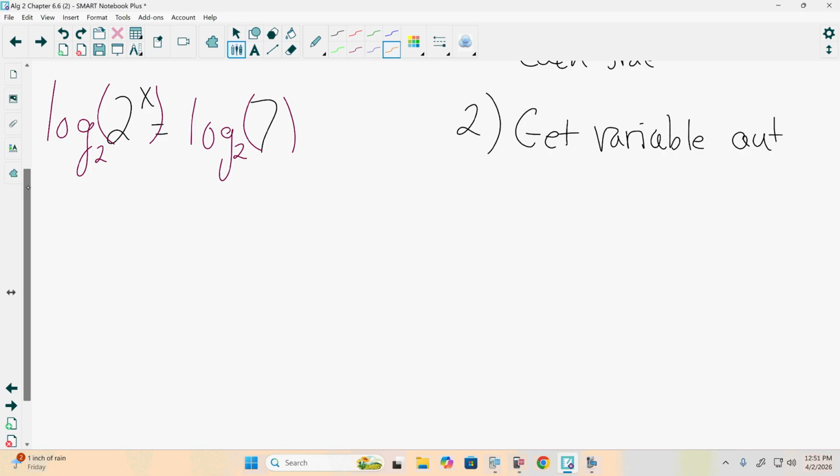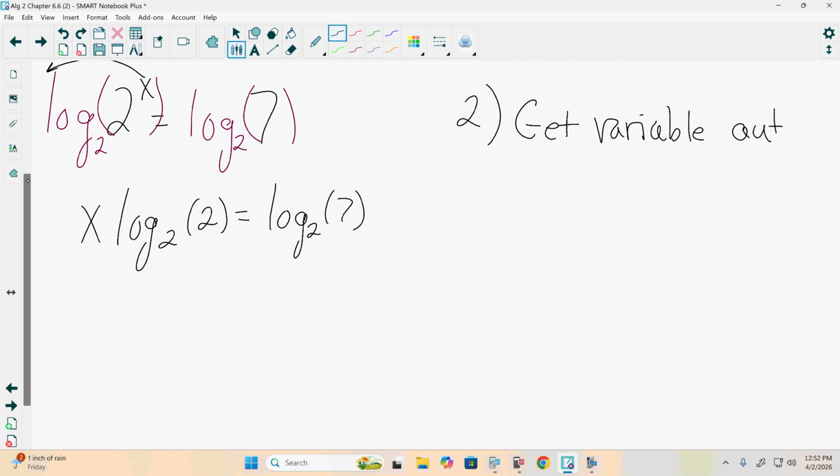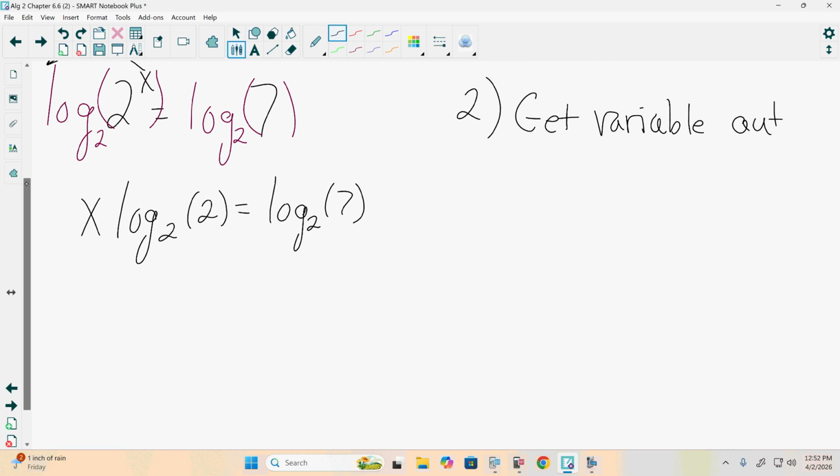But since then, we've had our power property. And the power property says we can move an exponent inside the logarithm out to the front. So this is the same as x times log base 2 of 2. And it is still equal to log base 2 of 7.